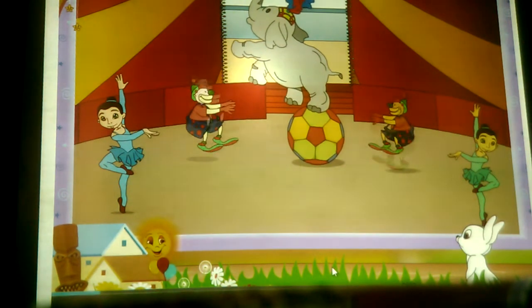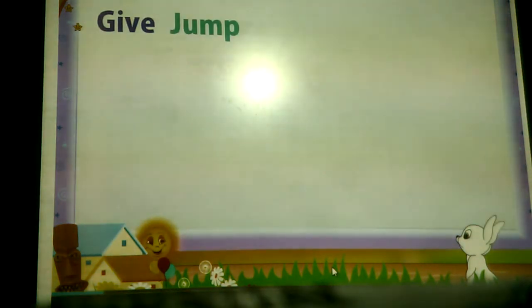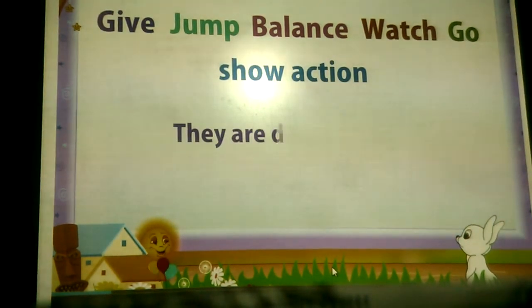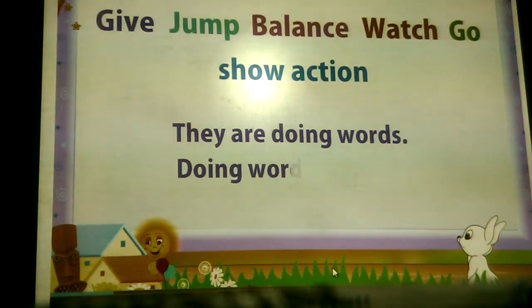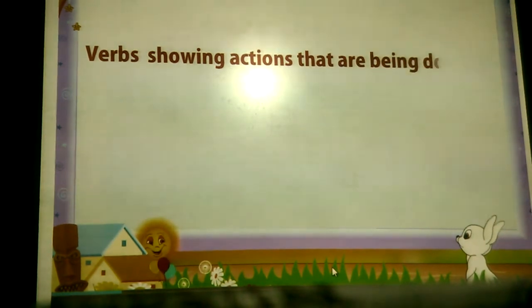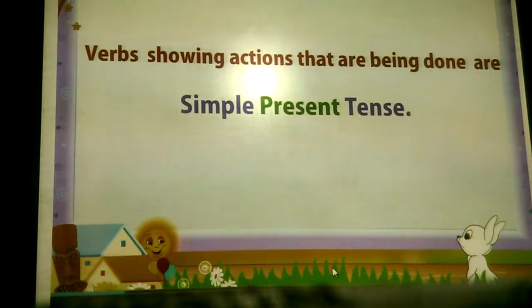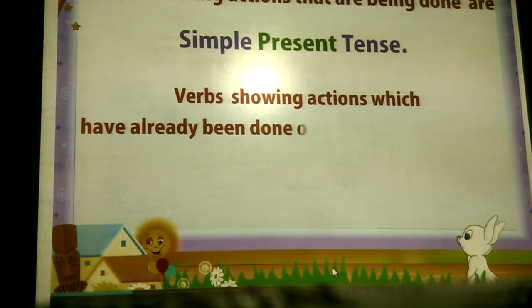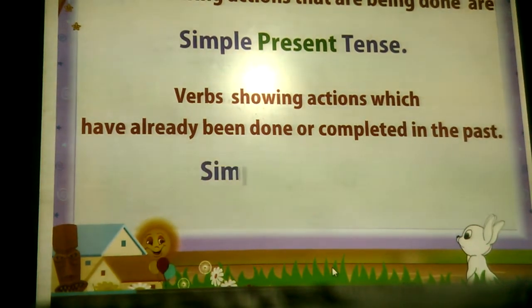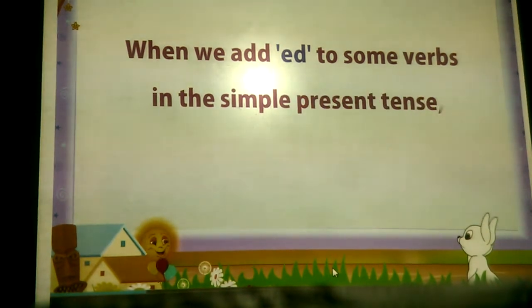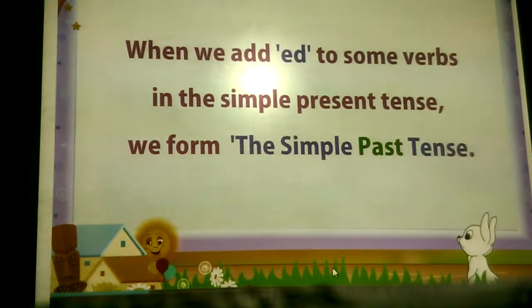Rainbow, did you hear the words give, jump, balance, watch and go? They show action. They are doing words. Doing words are verbs. Verbs showing actions that are being done are the simple present tense. Verbs showing actions which have already been done or completed in the past are the simple past tense. When we add ed to verbs in the simple present tense, we form the simple past tense.